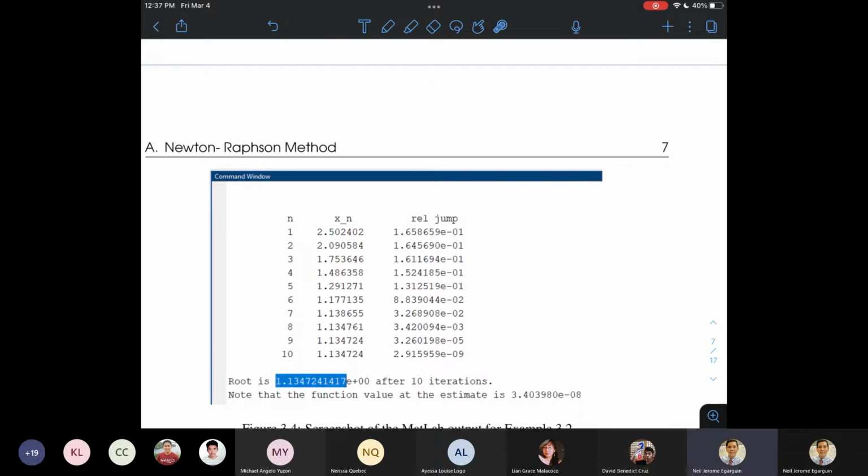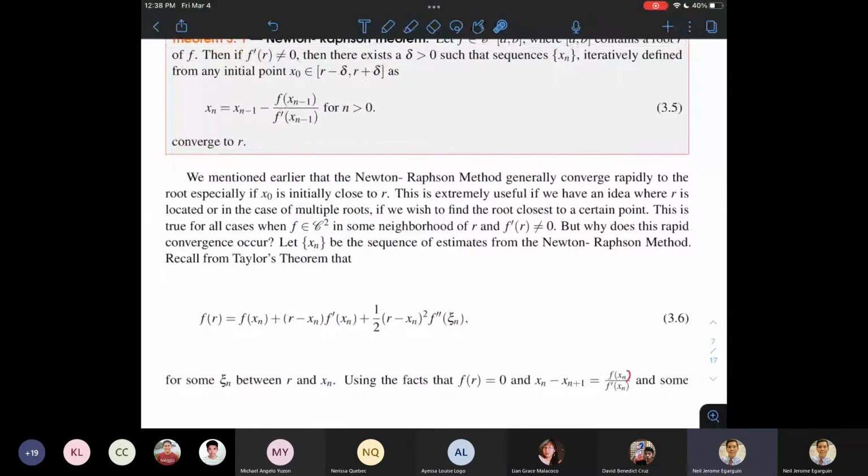Now, how close is close? Alright, that's the question, because Theorem 3.1 doesn't give us the delta. Oh, by the way, the proof of Theorem 3.1, we'll come back to it when we learn the general theory of fixed point iterations. But for now, let's believe that Theorem 3.1 is true. All right.